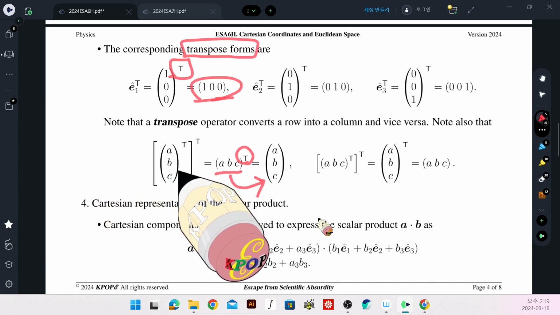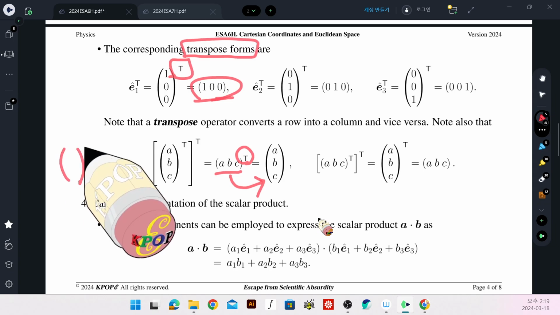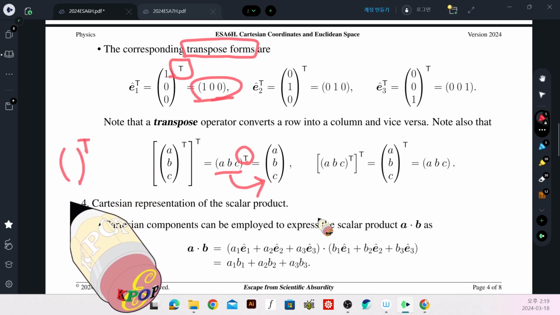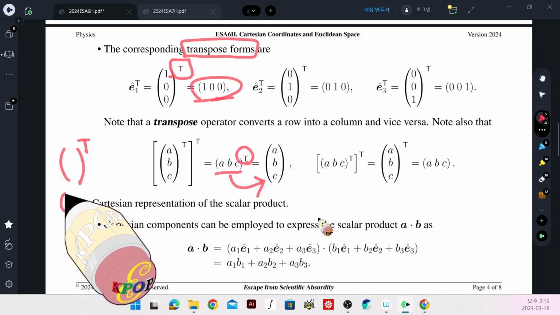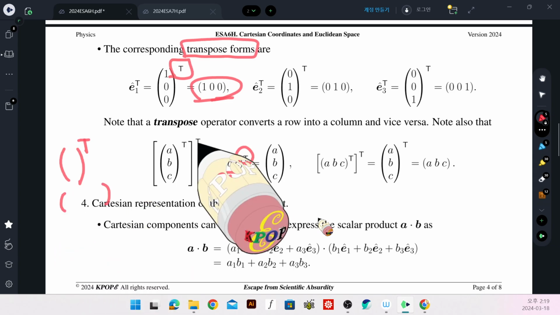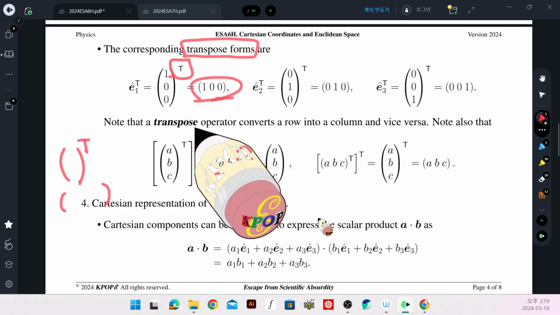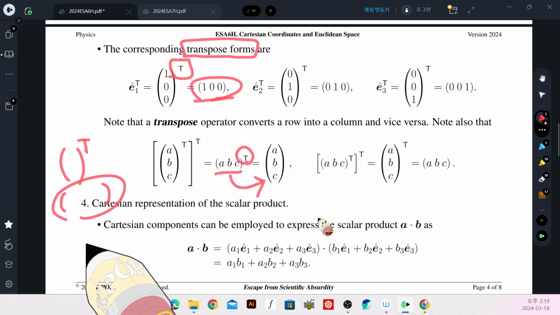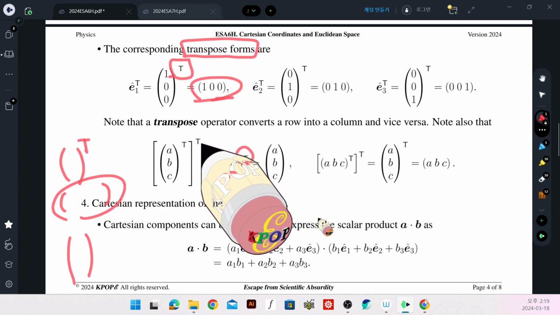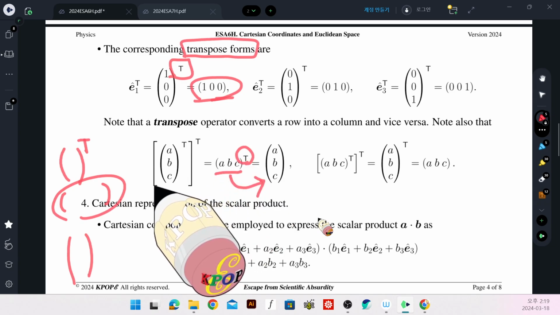In addition, a row, after transposing, becomes a column, and again I apply the transpose operation, and it flips again to a row. So double transpose is nothing but the identity transformation. Keep a column as a column and keep a row as a row.